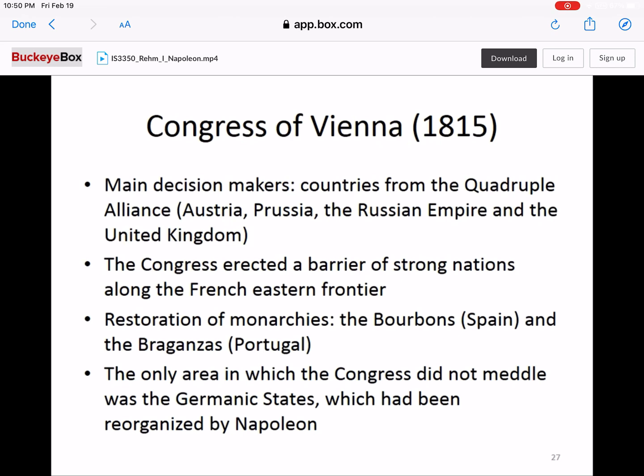And what the Congress of Vienna does is it erects a barrier of strong nations along the French Eastern Front to contain it, and it restores monarchies, the Bourbons in Spain and the Braganzas in Portugal, and it also puts the Bourbon king on the French throne. The only area in which the Congress really did not meddle all that much are the Germanic states, which had been reorganized by Napoleon.